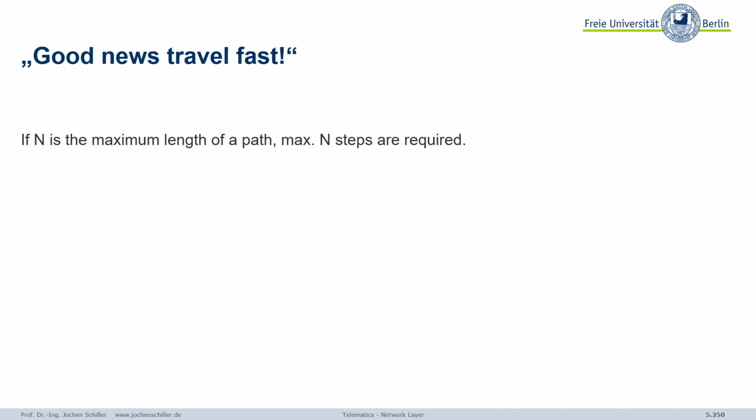If we insert a new router, with new paths, then if n is the maximum length of a path, we need a maximum of n steps. And typically in the internet, don't think that we have paths of hundreds of routers. Rather think of maybe 10, 12 maximum. The most well-known web page, for example, you reach via 5-6 routers. So it's not 10, 20. We will see where we use this kind of protocol. So good news travel fast.